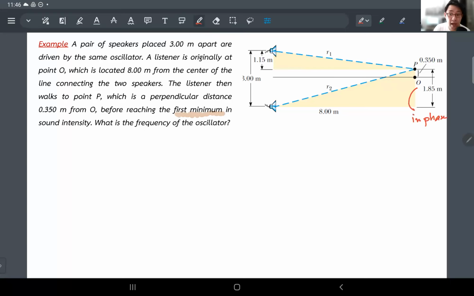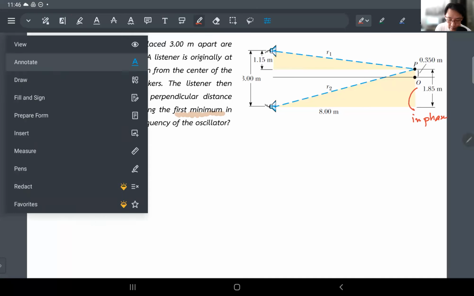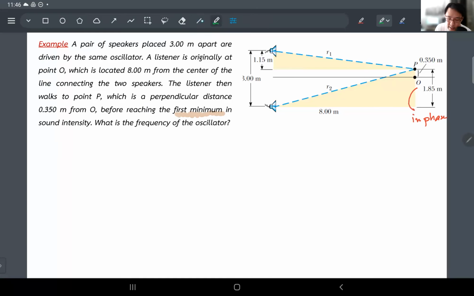Yeah? Right? It's perfect because you're right in the middle. When you are right in the middle, the good thing is the distance from source number one and source number two are exactly the same. So there's no path difference. So what I can add on top of this one is delta R is 0.